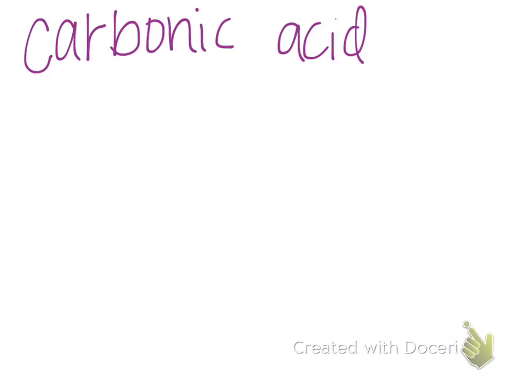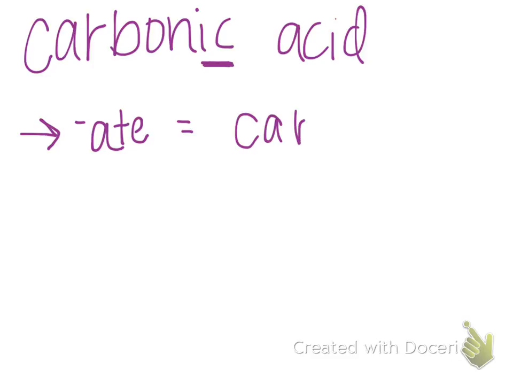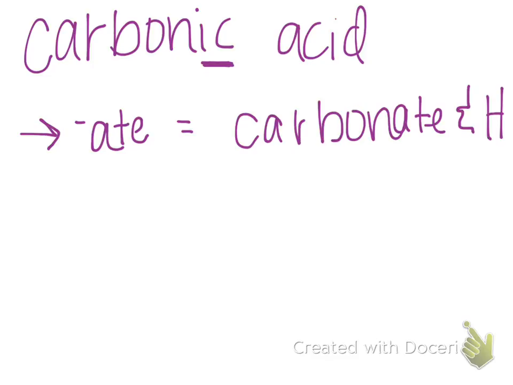Give me the formula for carbonic acid. Carbonic acid. Okay, so let's think about this with the name first of all. The ending is with ic, IC. So that means it has to come from what type of an anion? An ATE, which means it needs to come from a pairing between carbonate and hydrogen. Do we see how we got there?